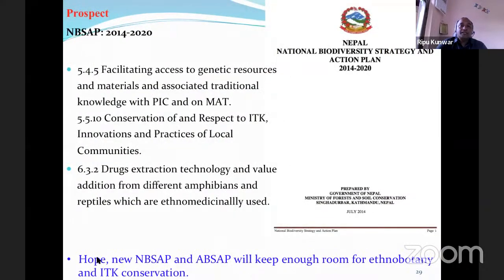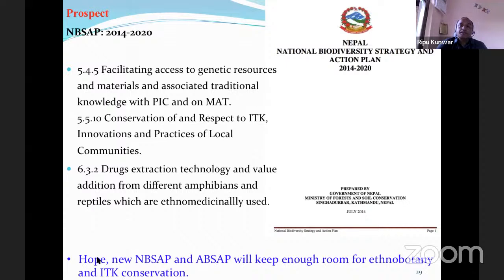Again, we do have the NBSAP, though it is high time to renew the NBSAP. This NBSAP, 2020-2040, facilitates access to scientific sources and materials associated with traditional knowledge, with free prior informed consent, PIC, and mutually agreed terms. So we have to follow these things to carry out ethnobotanical or ethnomedicinal research.